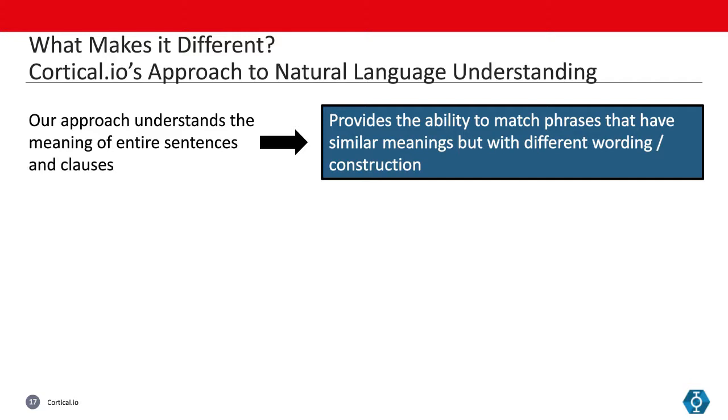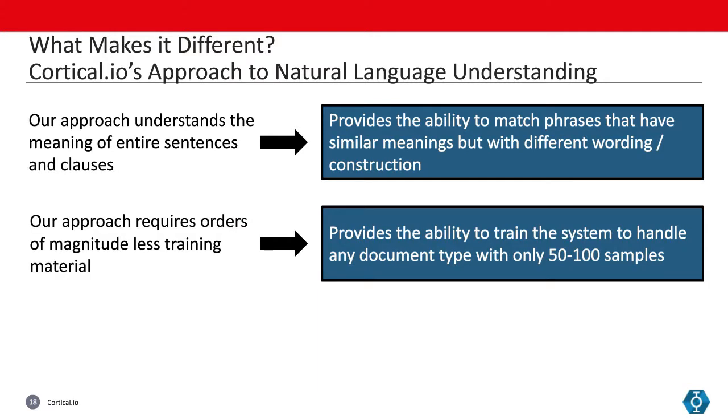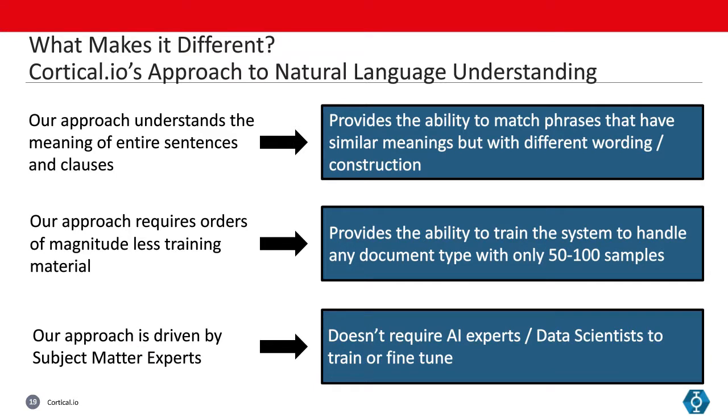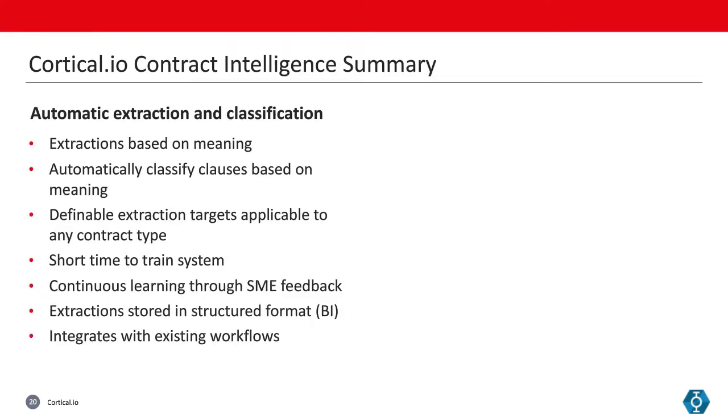It requires minimal effort to train on any kind of legal document. So it's not limited to any particular set of documents, and getting to production on a new document type is very quick. And finally, it is easily trained by subject matter experts. No AI outside expertise is needed. So that's a quick and brief introduction into cortical.io's contract intelligence.